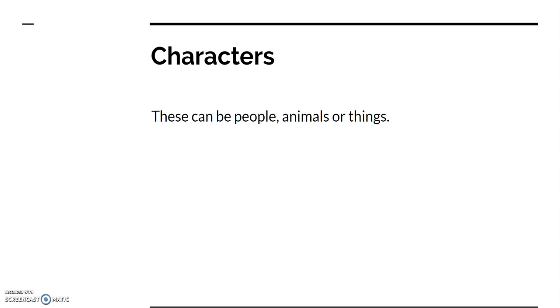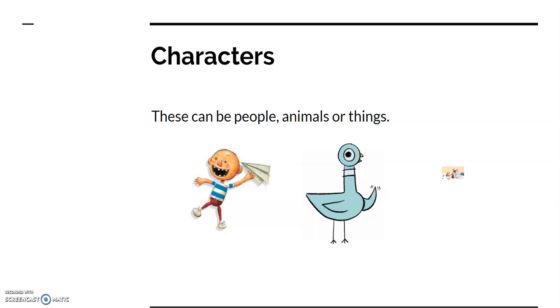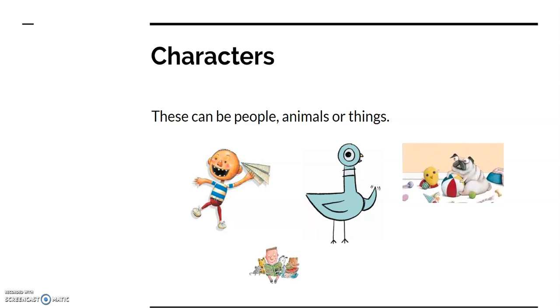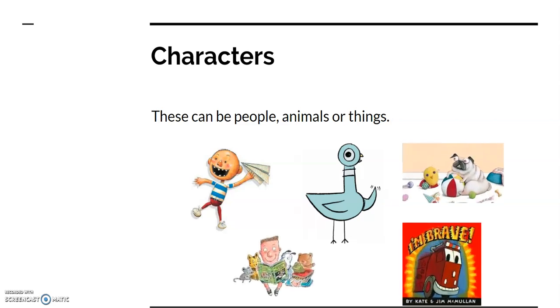So the first part is characters. Remember, these can be people, they can be animals, or they can be things. So here are some of our favorite characters in stories that we've read as first graders. We have David and the boy from the Black Lagoon books, who are people. We've got the pigeon and pug, who are animals. And we have the fire truck from I'm Brave.